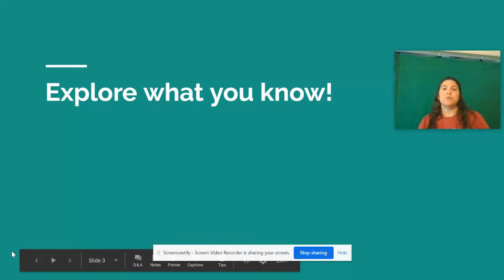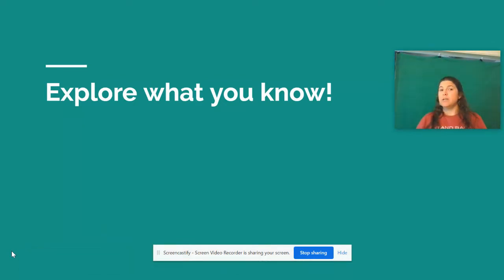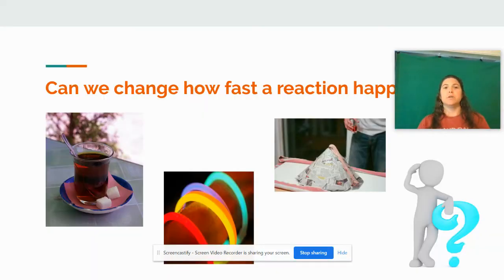So first thing let's do is let's explore what you maybe already know or you have some experiences with. We have sugar going into hot tea, we have glow sticks or glow bracelets, and we have a baking soda volcano. So if you've ever tried to dissolve sugar in tea, you know that the conditions that you dissolve it in change how much you can dissolve and how fast it dissolves.